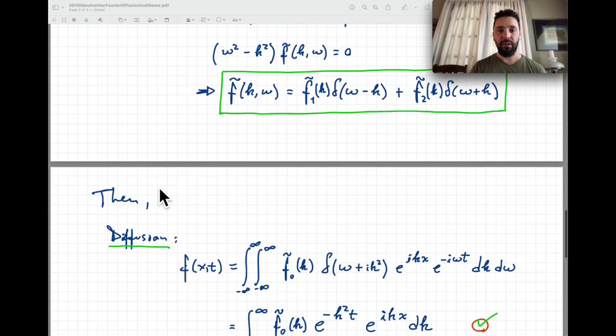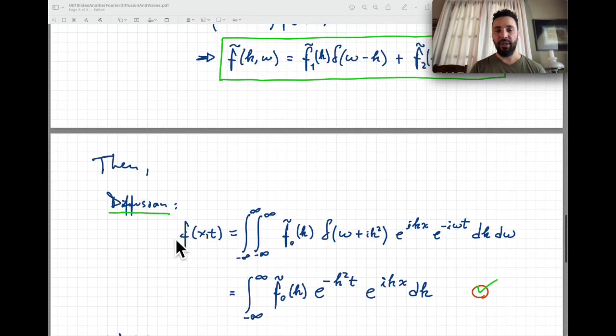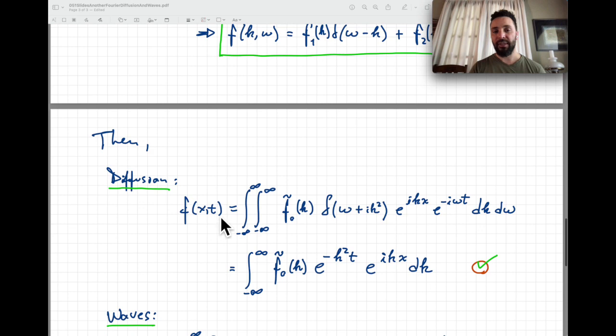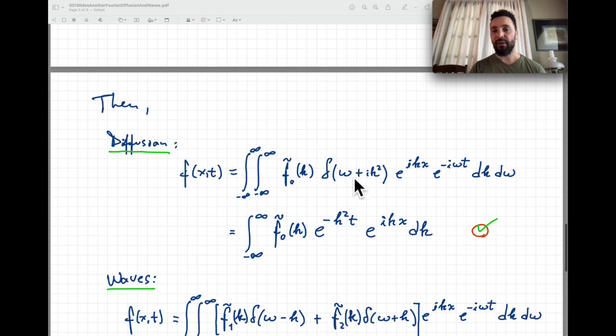And so then if we go ahead and take our diffusion solution and insert it into our integral, we get that f of x comma t, so our solution, is the double integral in k and omega of f0 tilde of k, delta of omega plus i k squared, e to the ikx, e to the minus i omega t, dk d omega. And we can regard this as a function of omega and go ahead and do the integral. If you do the integral over omega, then again this delta saturates when omega is equal to minus i k squared. And so we put that minus i k squared over here in omega. And if you do that, you have minus i times minus i is minus 1. And so you get minus k squared t, which is what appears here.